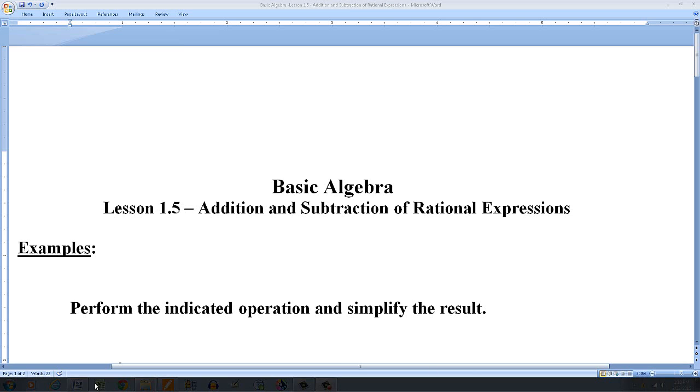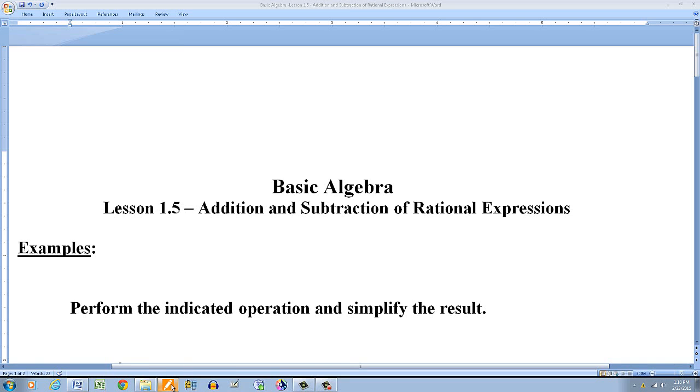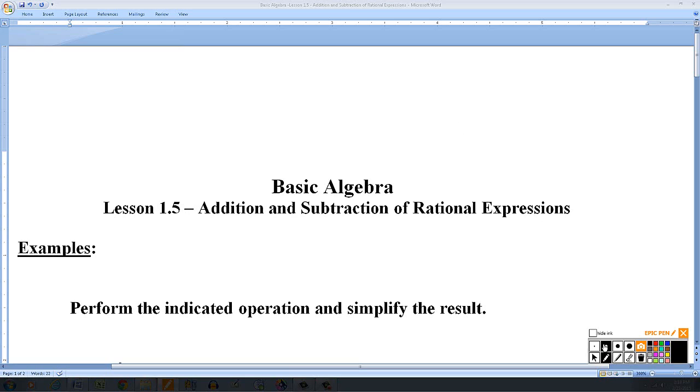We'll look at an example. Let's suppose you wanted to add, say, 2/3 and 5/4. And then from this we're going to subtract 1/6. So we have addition and subtraction in the same problem.